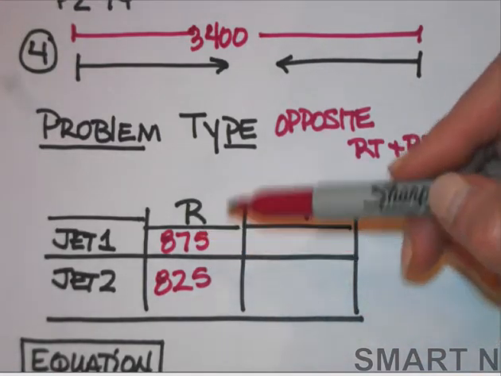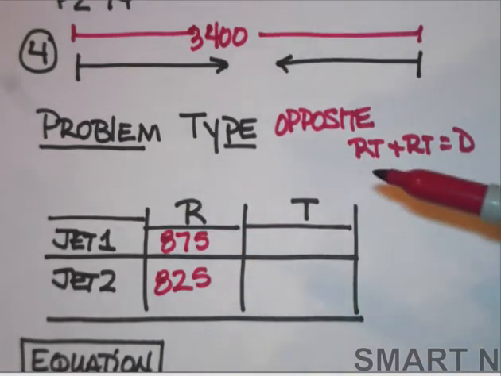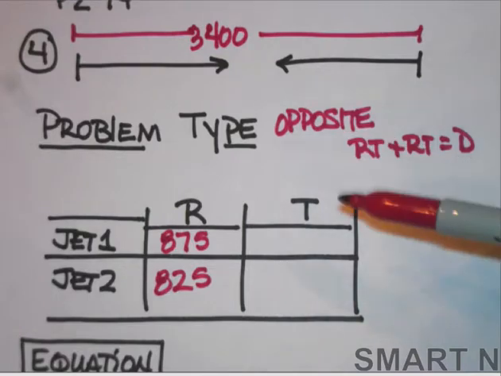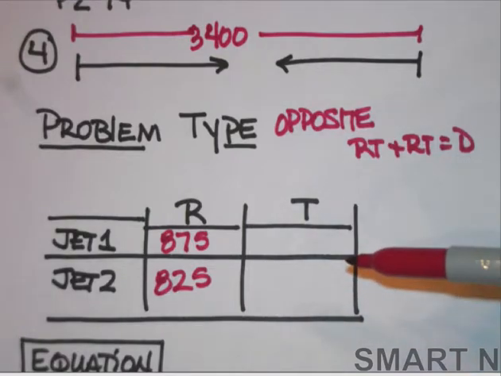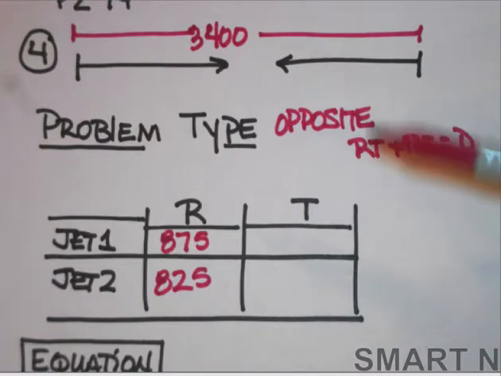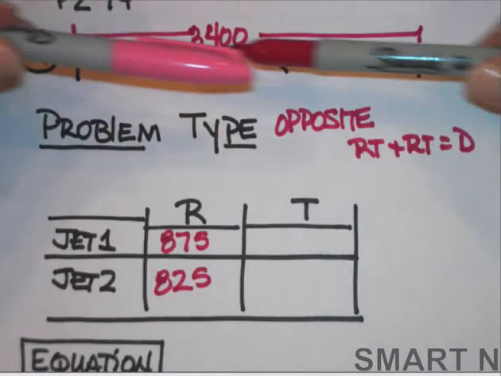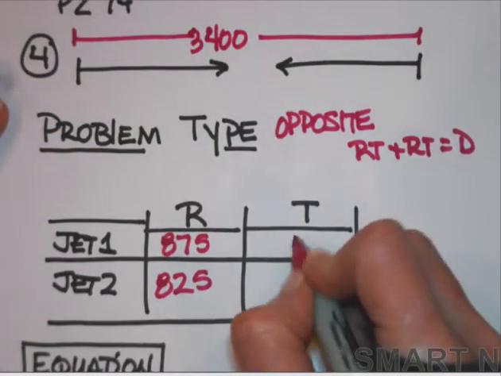I'm now moving to step number 2. And there's no mention of time. It just says, in how many hours will the jets pass each other? So in how many hours will they pass each other? That's just going to simply be the variable t.